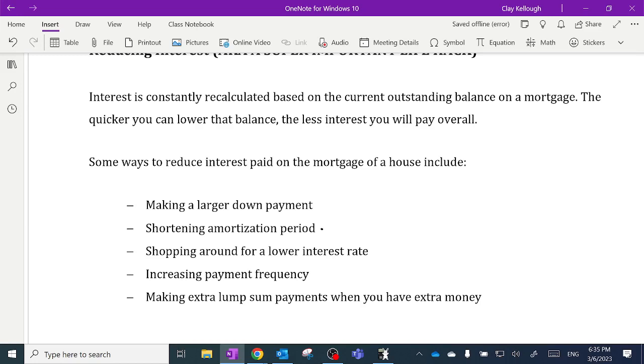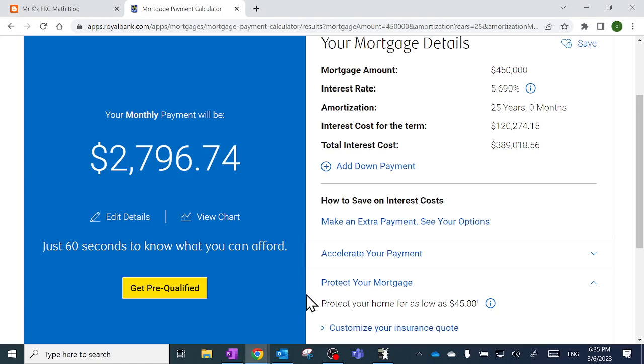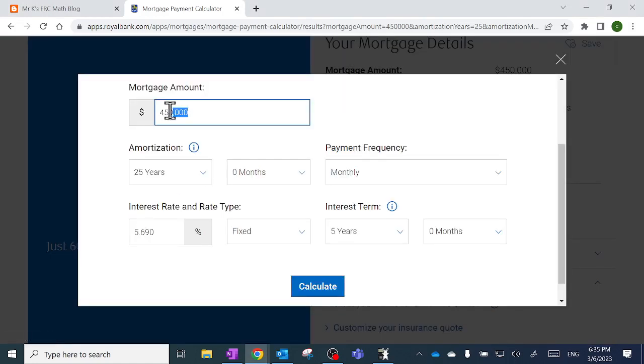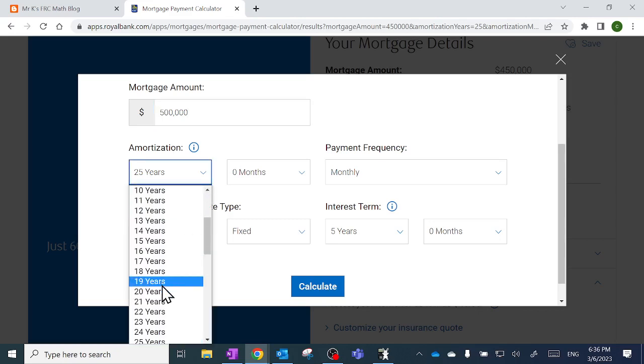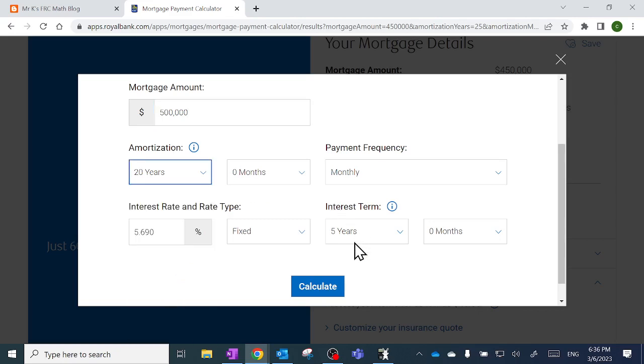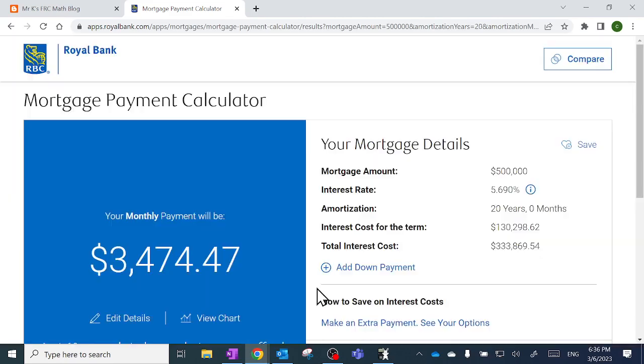If you are, say, married or you have a partner and the two of you both make good money and it's like, well, we can afford more than $3,000 a month on our mortgage, then what you can do is you can say, all right, I'm going to go back and edit the details. I'm going to go back to it being $500,000. And this time, instead of asking for a 25-year mortgage from the bank and buying one, I'm going to buy a 20-year mortgage. And as you'll see, my payments go up fairly significantly.